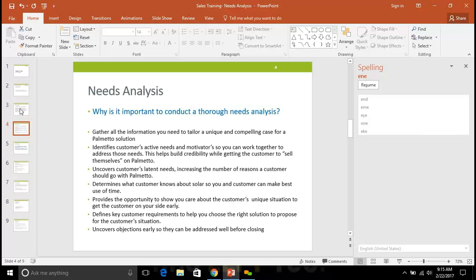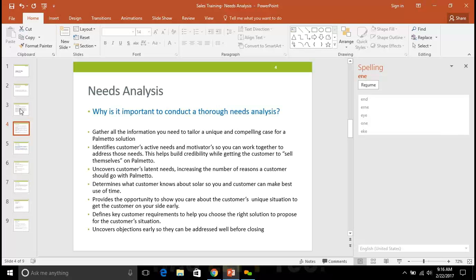The next point, uncovers customers' latent needs, increasing the number of reasons a customer should go with Palmetto. So later on, when we go through needs analysis, we're going to talk about active needs versus latent needs and what the difference is between the two of those as well. Next point, it determines what the customer knows about solar, so you and the customer can make the best use of the time. If there's stuff that they already know and they're good with, we should spend less time on that. And if there's stuff that they need to know, we should be investing more time on those things. So that helps certainly save time.